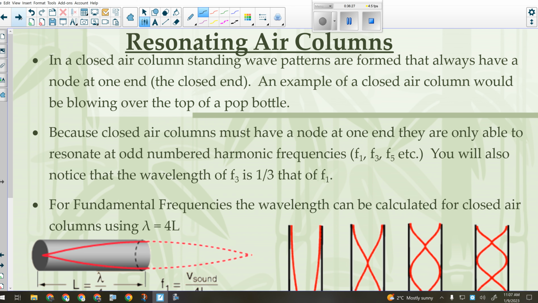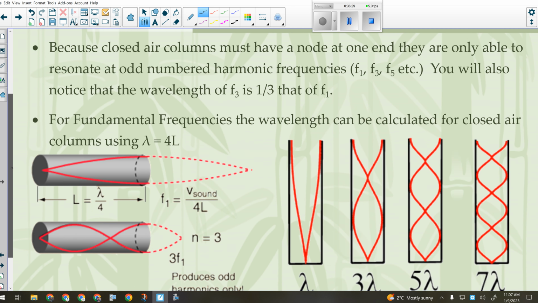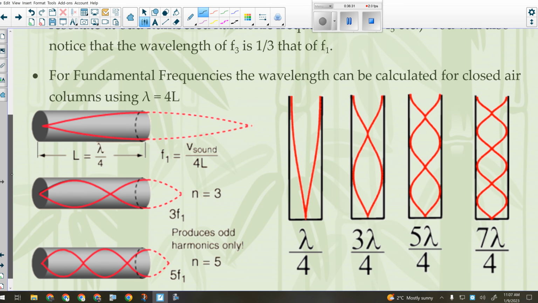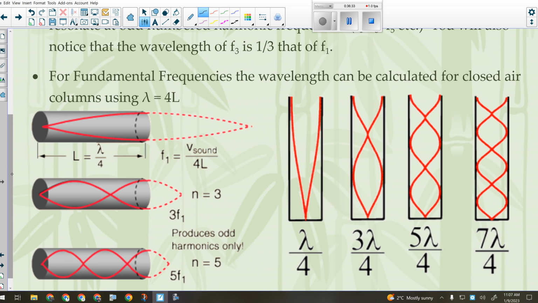So in a closed air column, this is what we got. This is a much better diagram than I drew. Our first standing wave pattern occurs with 1/4 of a wavelength in the tube. That is our fundamental form. The second one would be 3/4, 5/4, 7/4, if I could go that far. I was using the shortest tuning fork. We probably could have got all of them, but it would have been tough because I'd have had to stand on the chair for the last couple.